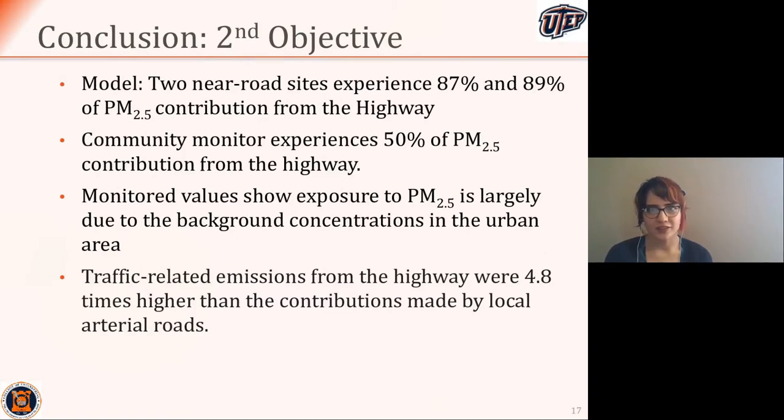And the conclusions for our second objective, we see that for model values, the two near road sites experience 87% and 89% of PM2.5 contribution from the highway, and the community monitor experiences 50% of PM2.5 contribution from the highway. And the monitored values show exposure to PM2.5 is largely due to the background concentrations in the urban area. And the traffic-related emissions from the highway were around 4.8 times higher than the contributions made by the local arterial roads.